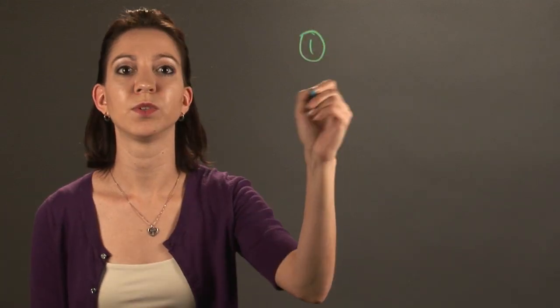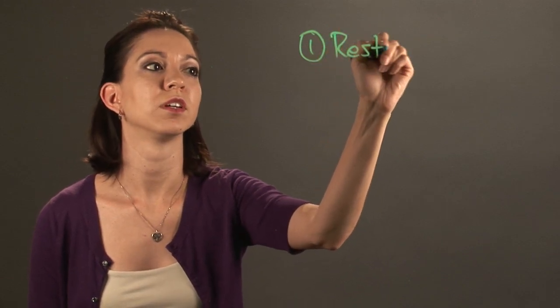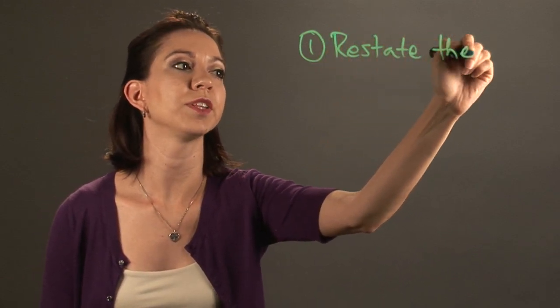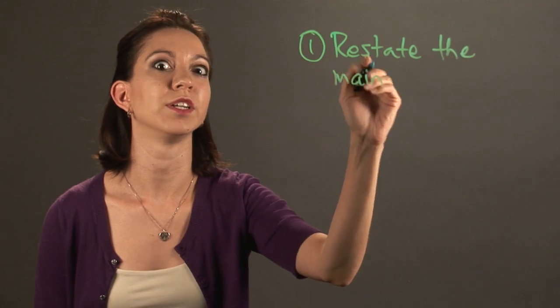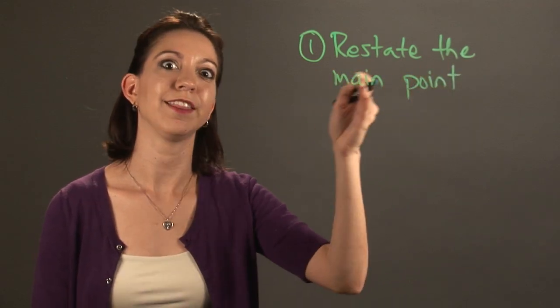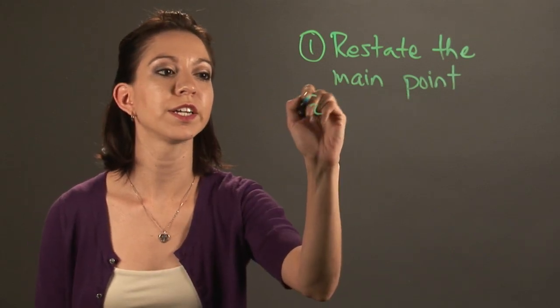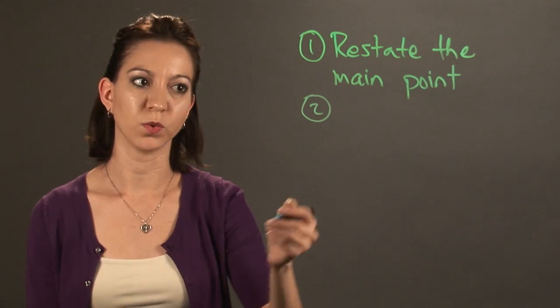One of the first things you want to do in a conclusion is to restate the main point that you had in your introduction. When you are doing this, try to do it in a different way. You don't want to be saying the exact same sentence that you had in the introduction. That would be redundant.